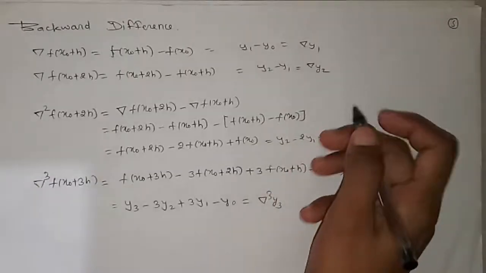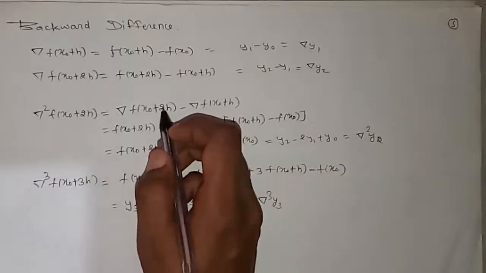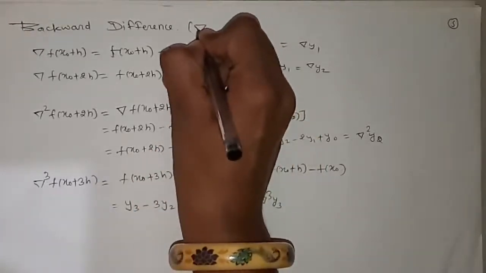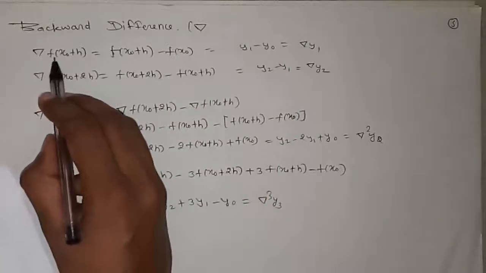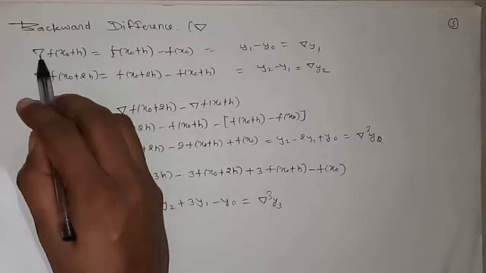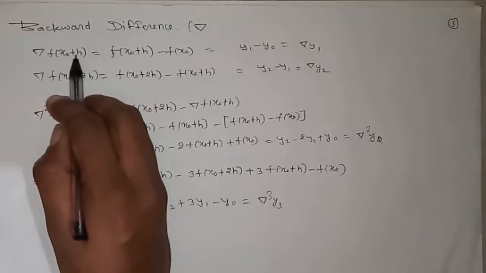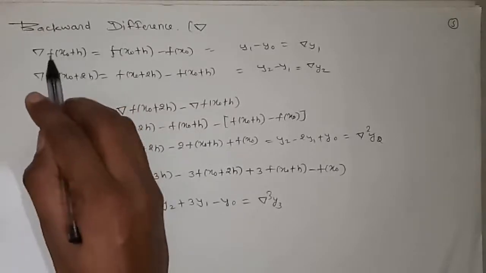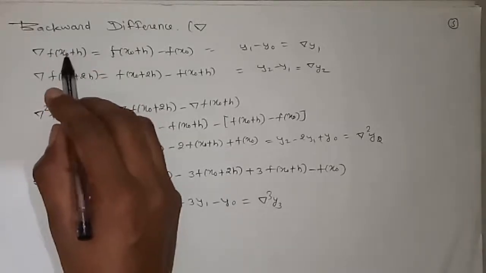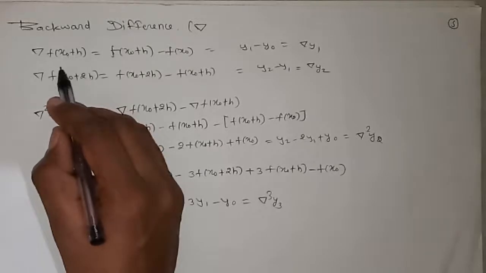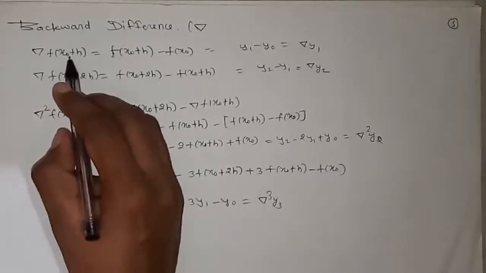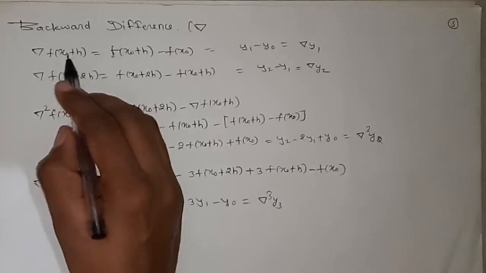Now next is backward difference. Backward difference is denoted by this delta. So delta f of x naught plus h, we will call this the backward difference. The backward difference of f of x naught plus h is nothing but we have to subtract its previous value from this. So how is it different? In forward difference, we subtract our given value from the next value, and in this we subtract the previous value from our given value.